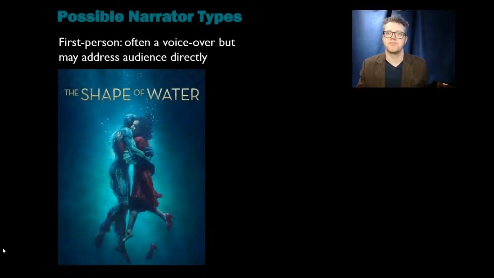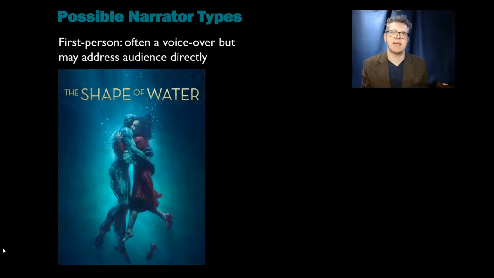We see his point of view, which is more often than not how film delivers that kind of point of view. So what kind of narrator types can we choose from? Well, you can have first person, which is often a voiceover, but there's also instances where first person narrators will address the audience directly. Now, just because a character or a player in the film addresses the camera directly doesn't mean that that's necessarily first person, as we'll see in just a moment.